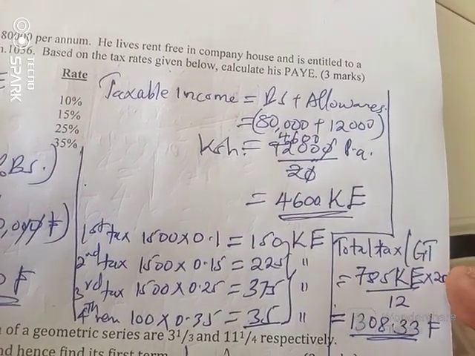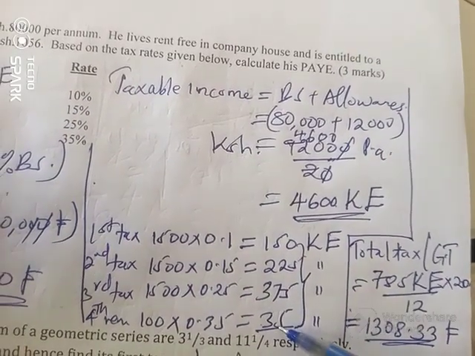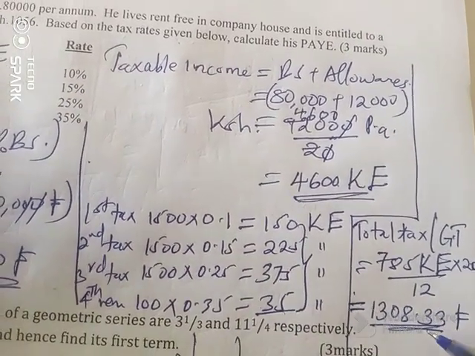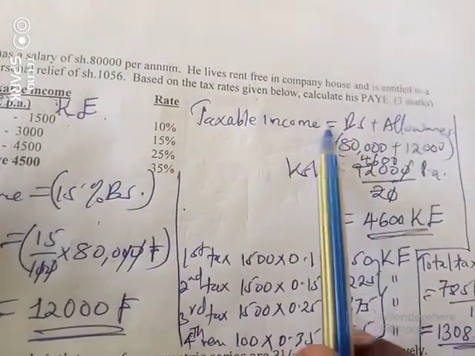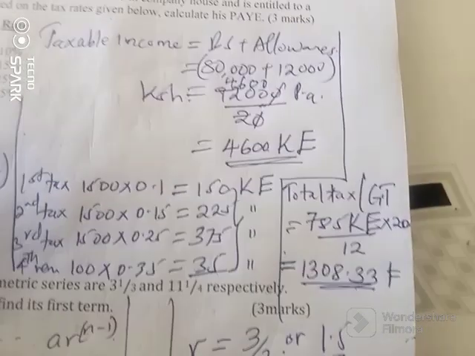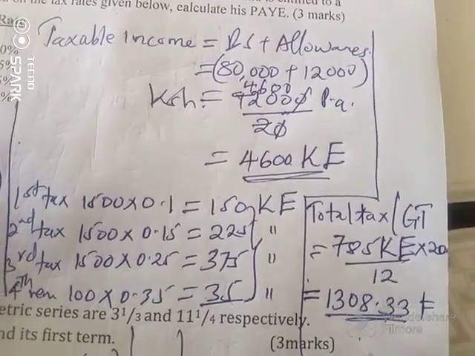I first of all multiplied by 20 to convert into Kenya shillings because we were having Kenya pounds here, and now narrowed down to per month. Then what were they asking? We are told to calculate PAYE. PAYE is the net tax paid per month, pay as you earn.